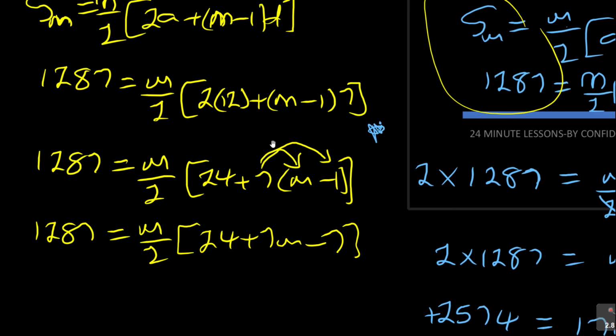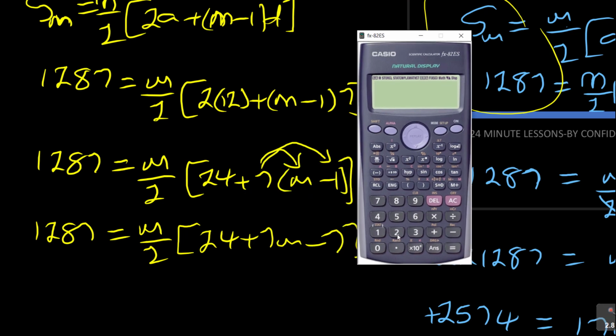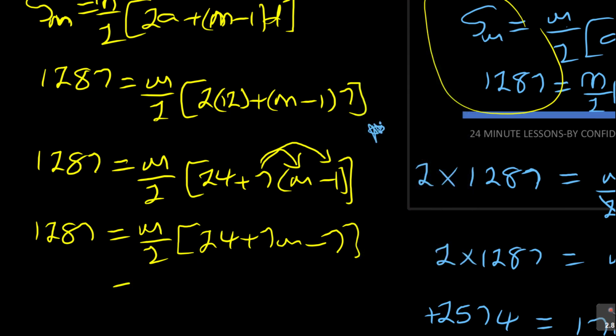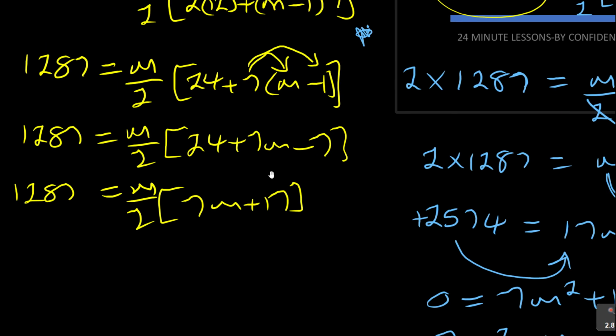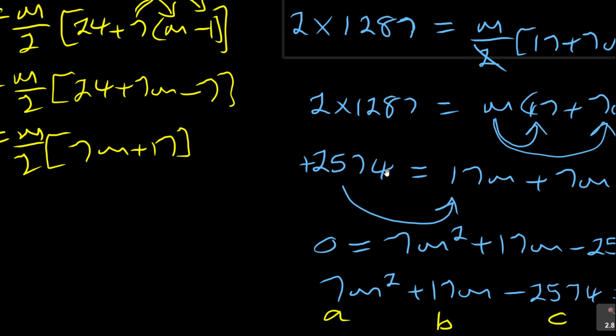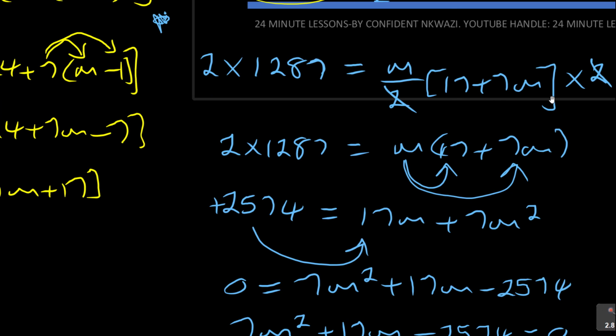Then what you have is 24 minus 7. If you can subtract 24 minus 7, what are you getting? I'm getting 17. See that? So you'll have here m over 2 times 7m plus 17 is 1287. Now look at this. If you see 7m plus 17, we got it, 17 plus 7m.